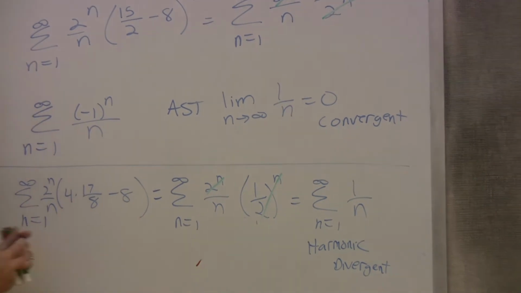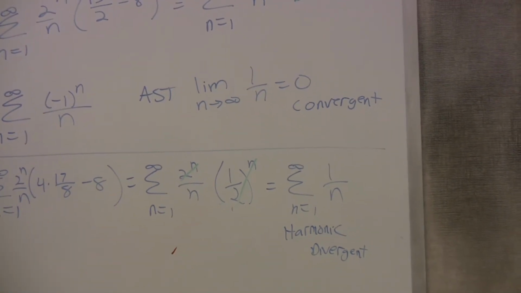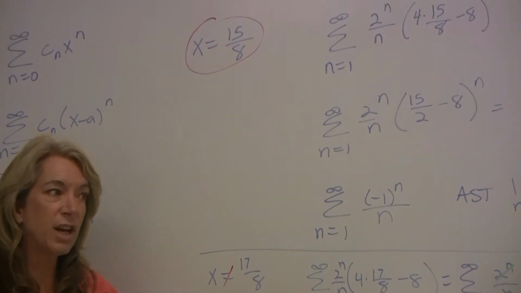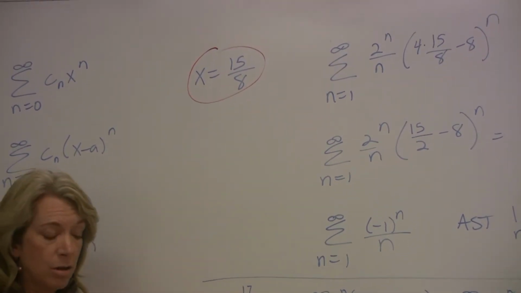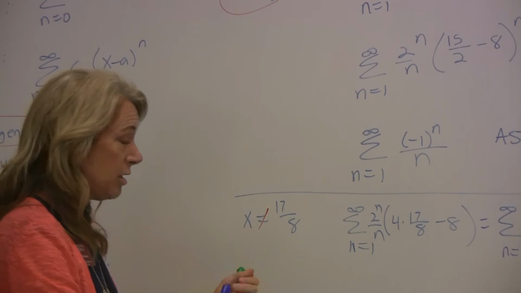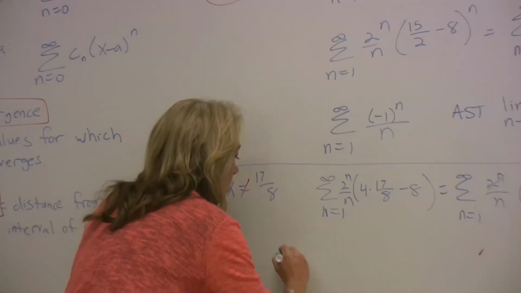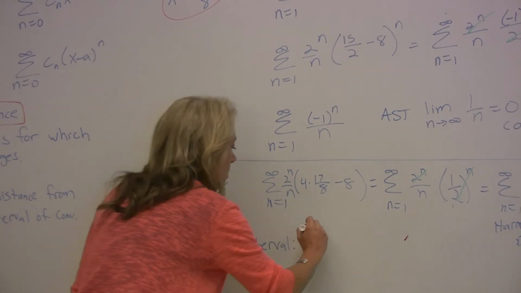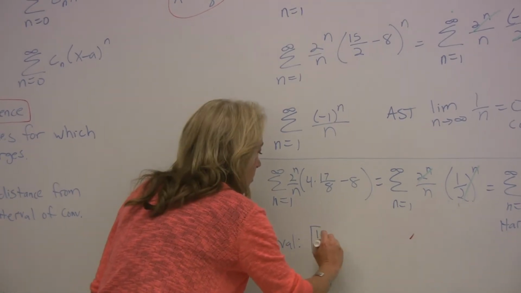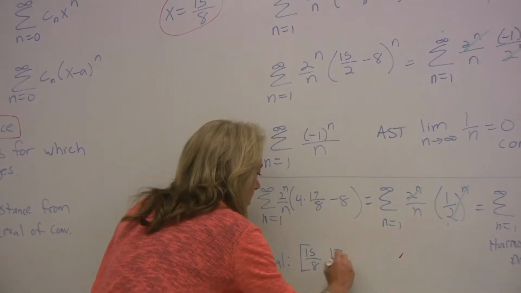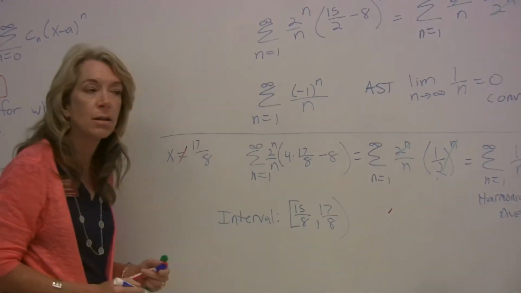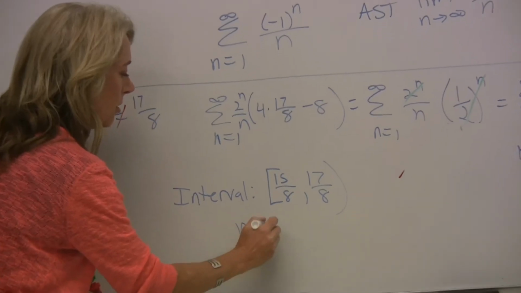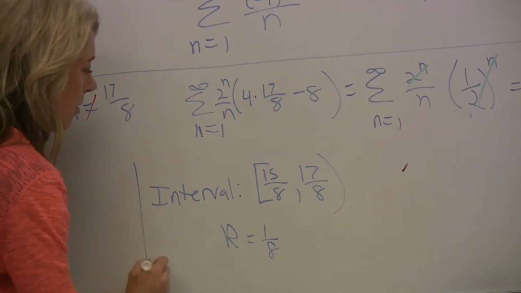So that means that x equals 15 over 8 did work. X cannot equal 17 over 8 because when we checked it, the series diverged. So my interval of convergence, to actually answer the question, is including 15 over 8, but not including 17 over 8. And my radius we already talked about was 1/8.